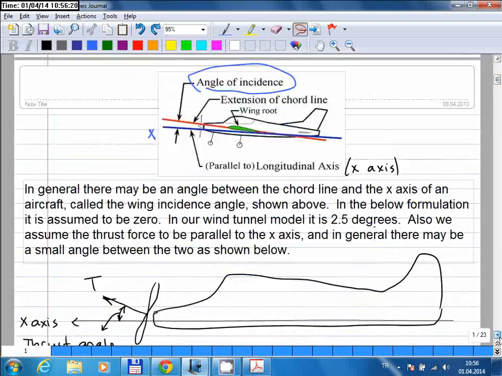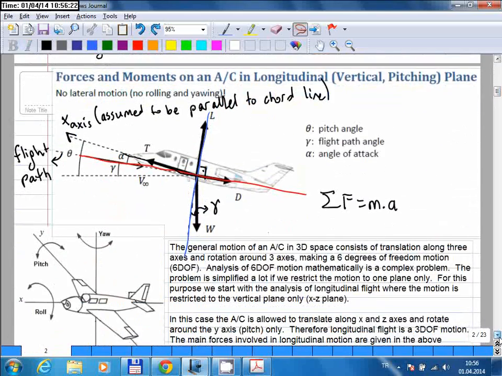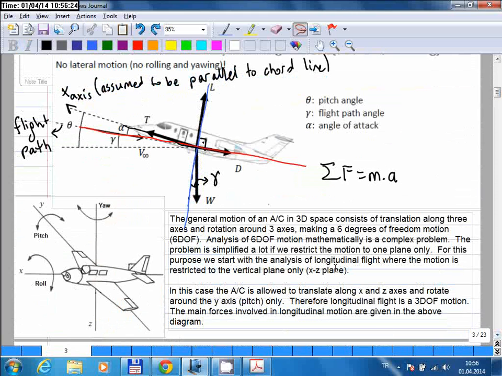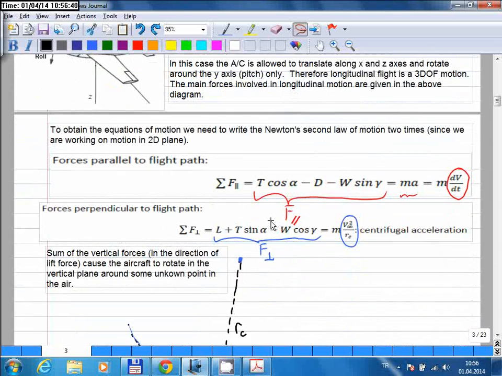Okay, so let's study these forces. Since there are 2 degrees of freedom, we can write Newton's second law of motion, F is equal to ma, twice. Once for one of the axes and a second time for the other axis. So let's take a look at that on the next slide. So what I do is I choose two axes, one parallel to the flight path and the other perpendicular to the flight path, and I just collect all the forces.